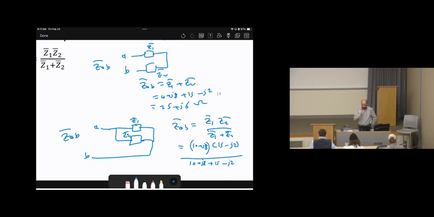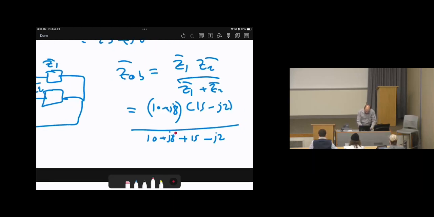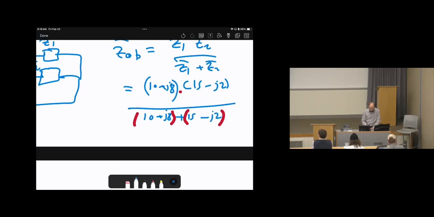Keep in mind, I encourage you when you use the calculator to put brackets around any complex numbers you need to add, to avoid any confusion. And J, of course, you will enter as I. So you just enter this expression in the calculator and convert the answer to rectangular coordinates. So the final answer will be 7.19 plus J2.28 ohms. This is ZAB.